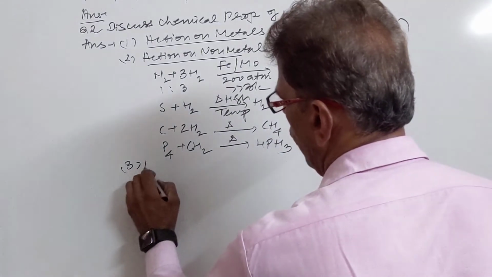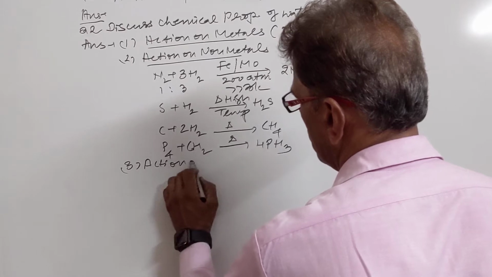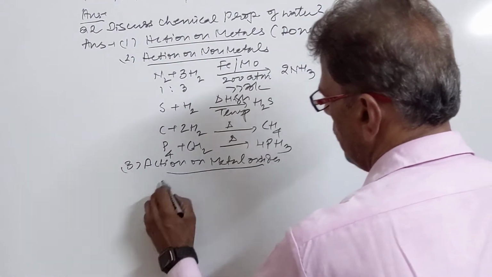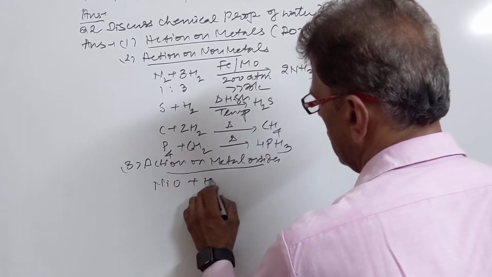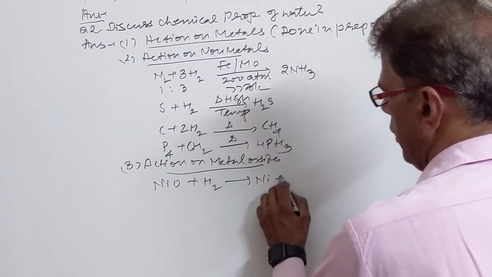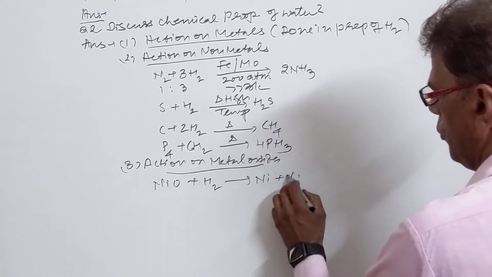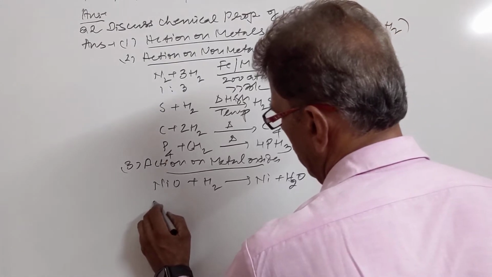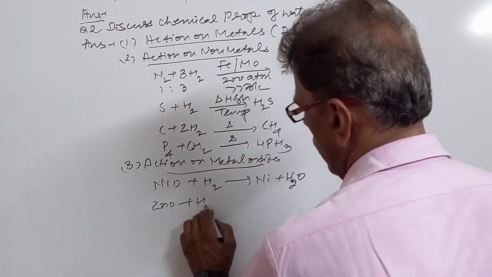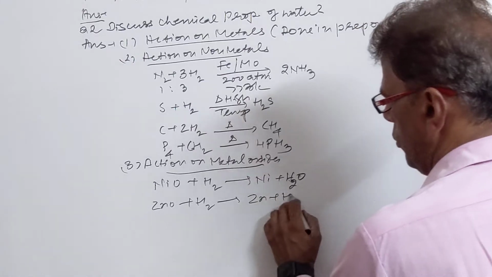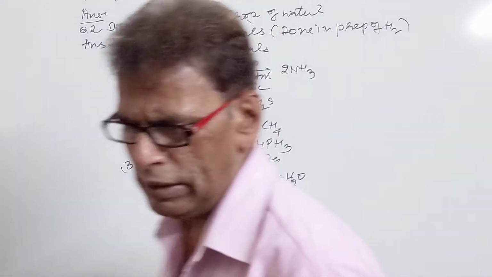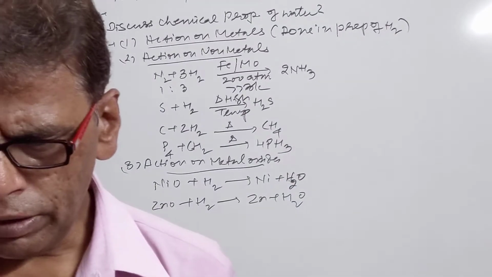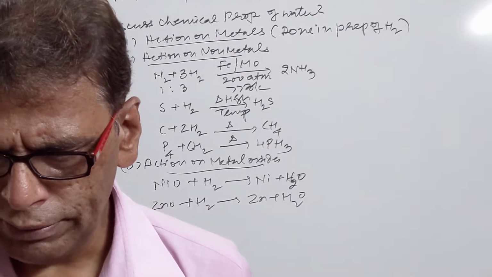Then we have action on metal oxides. It combines with metal oxides: NiO plus H2, you will get Ni plus H2O. Similarly, it can combine with ZnO, hydrogen, to give Zn plus H2O. So it combines with some of the metal oxides and produces water on reaction with those metal oxides.